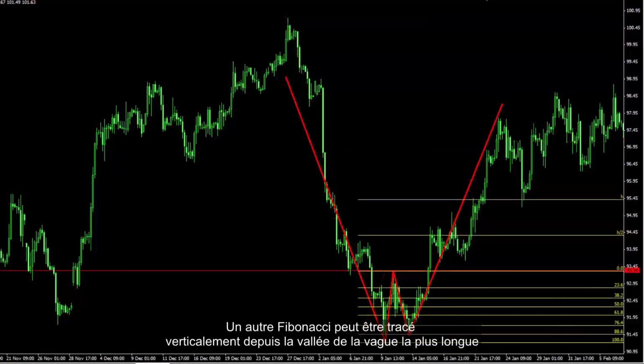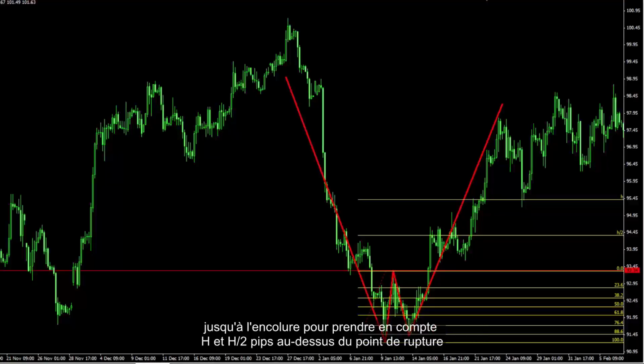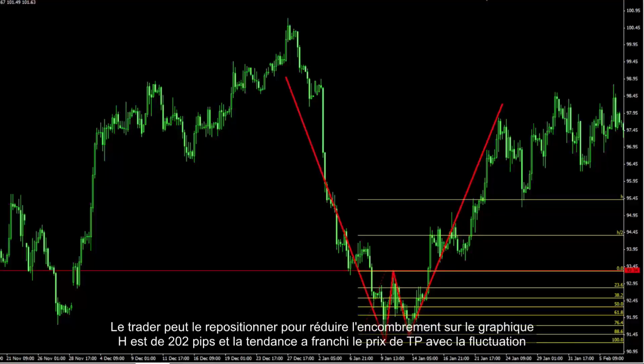Another Fibonacci can be drawn vertically from the valley of the longer wave to the neckline to consider H and H2 pips above the breakout point. A trader can relocate it to decrease bustle on the chart. H is 202 pips and trend has passed the TP price with some fluctuation.